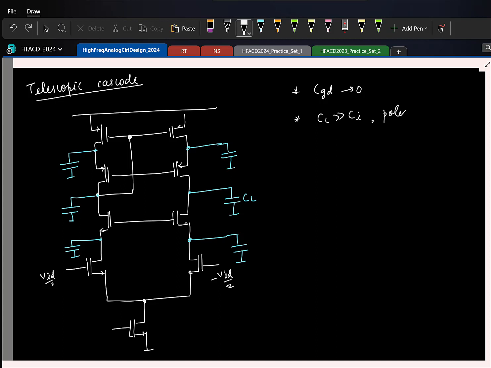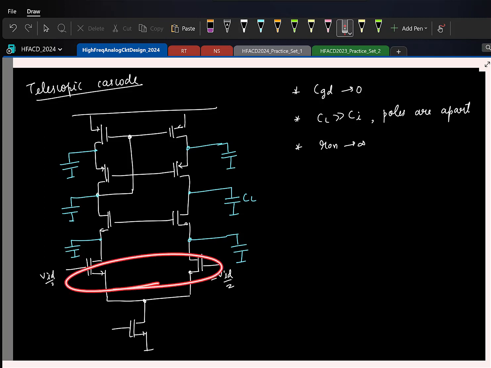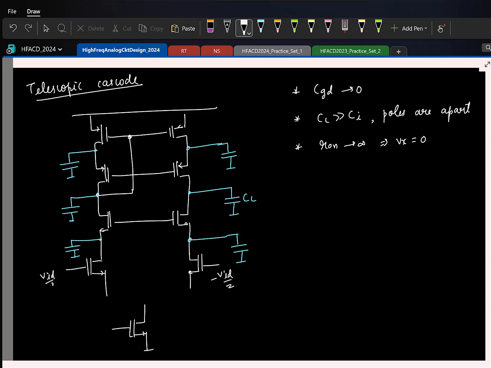And as usual, poles are assumed to be far apart. And once again, we'll assume that the R0 of the NMOS is infinity. That is, this guy's R0 is infinity. So that will help us say that Vx is 0. So once again, we can say that this is ground. So we don't have to worry about the capacitance at this node. At least that will simplify things.